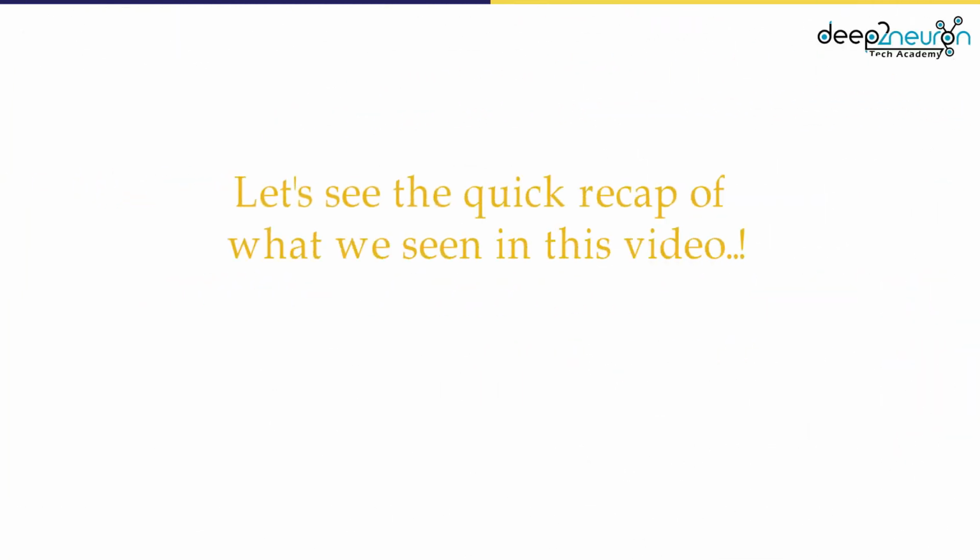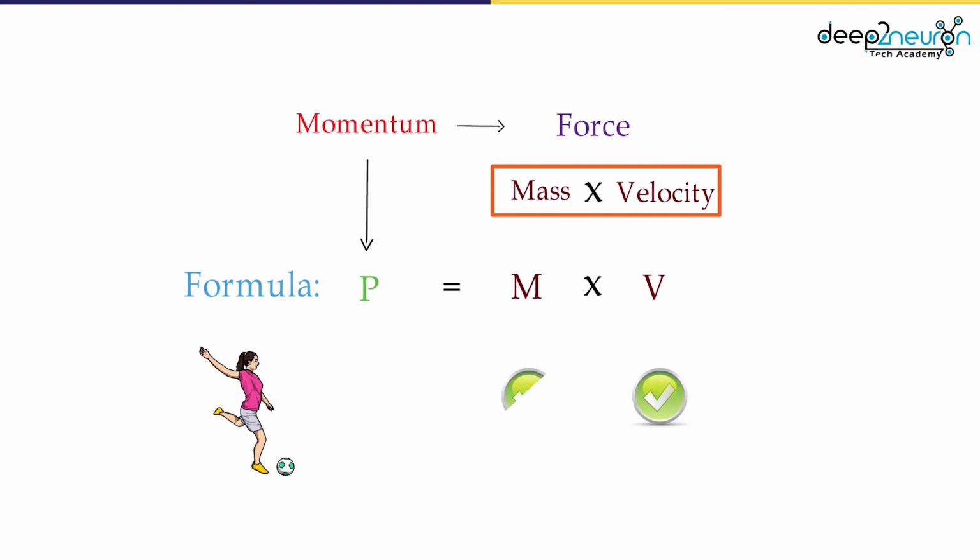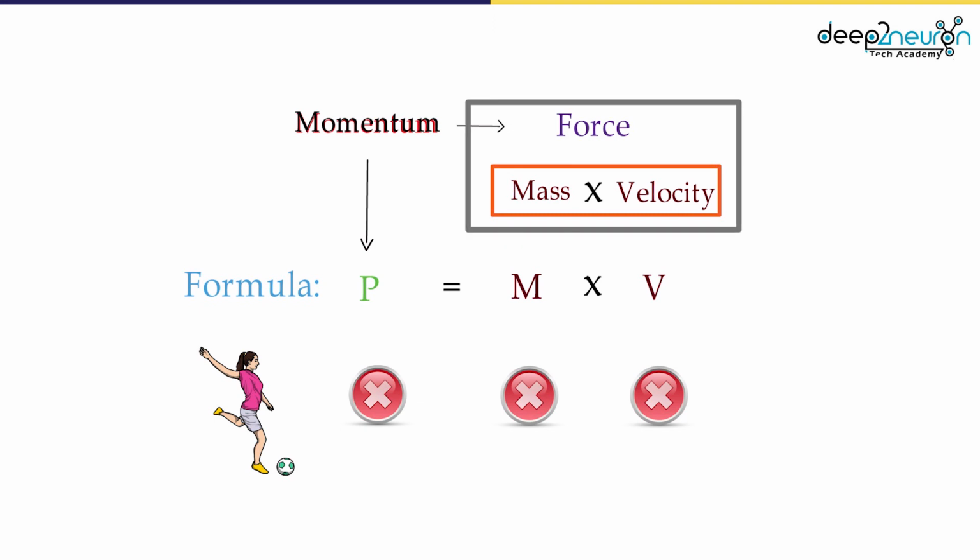Let's see a quick recap of what we have seen in this video. Momentum is the force that is created by the combination of mass and velocity. Momentum is represented as P. The formula of momentum is P equal to m into v. If the player creates a good velocity or good mass, he can create good momentum. But if he fails to do either of these, he will not have a good momentum. So, we declare that momentum is a force that depends on mass and velocity. Now, you could understand what momentum is.